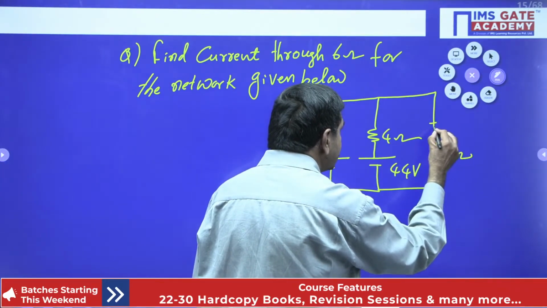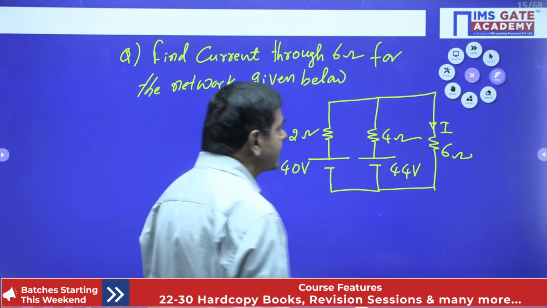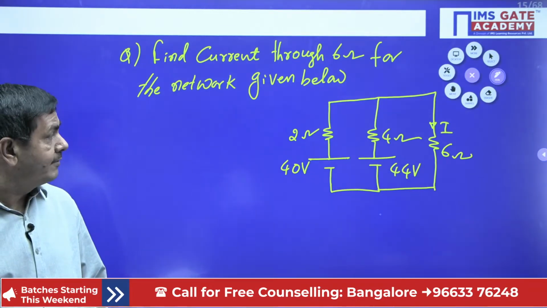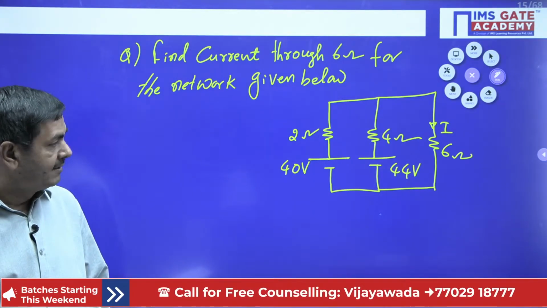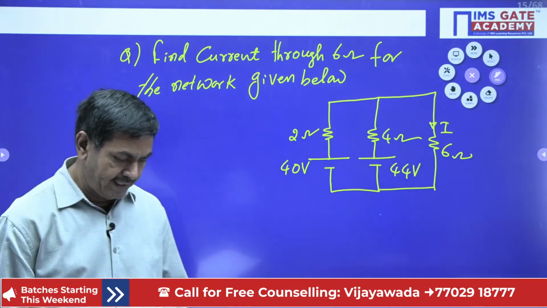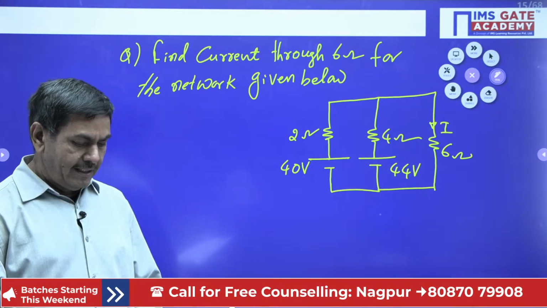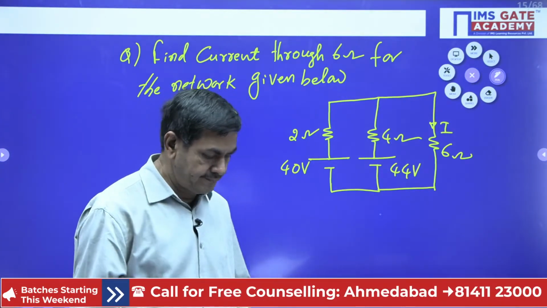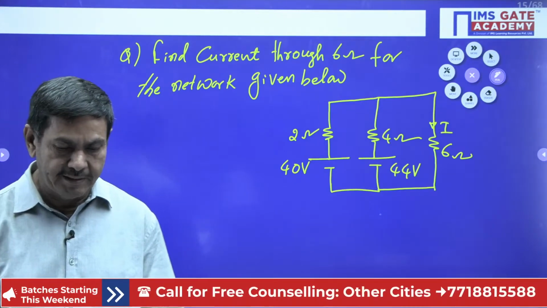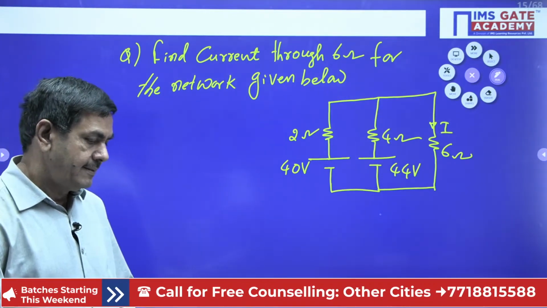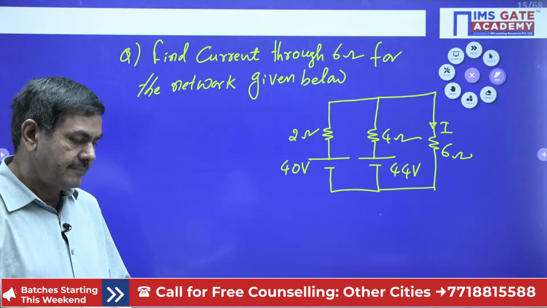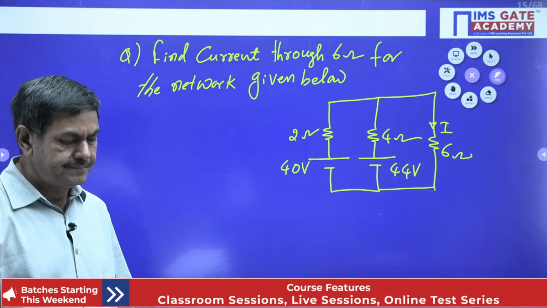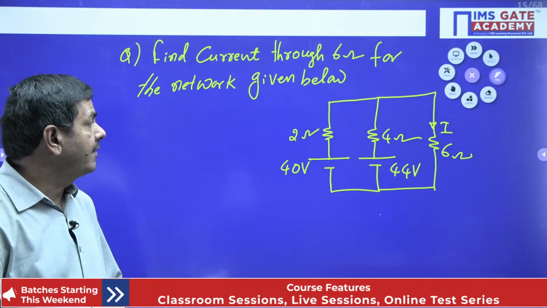It is asking to measure this current I. Yes, that current is required. I'll check the values: 40 volts and 2 ohms, 4 ohms and 44 volts, 6 ohms. I is required. Can anybody find this current directly? How can you determine the current I?